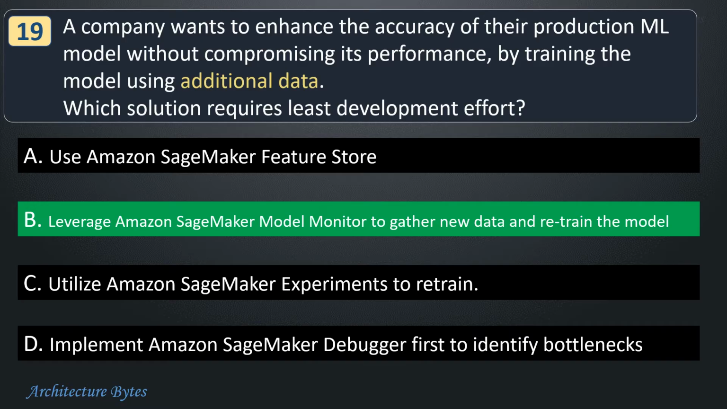Option C, SageMaker Experiments is a tool for tracking and comparing different experiments, which can be time consuming and require more manual effort. So not a good answer here. Option D, SageMaker Debugger helps identify performance bottlenecks. It doesn't directly address the need for additional data or retraining.